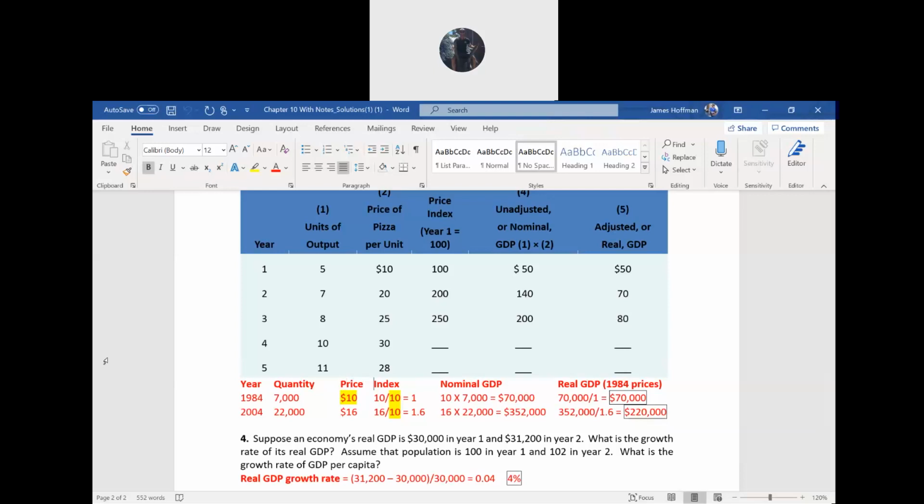Okay, and what I like to do for the index is pick the year and then make that index 1. So what you can do for the index is divide all the nominal prices by the base year price, and then by default the base year price is going to be 1. So this is our base year, 1984. Let's divide all the prices by that year's price, which is 10. So 10 divided by 10 is 1, this is the base year.